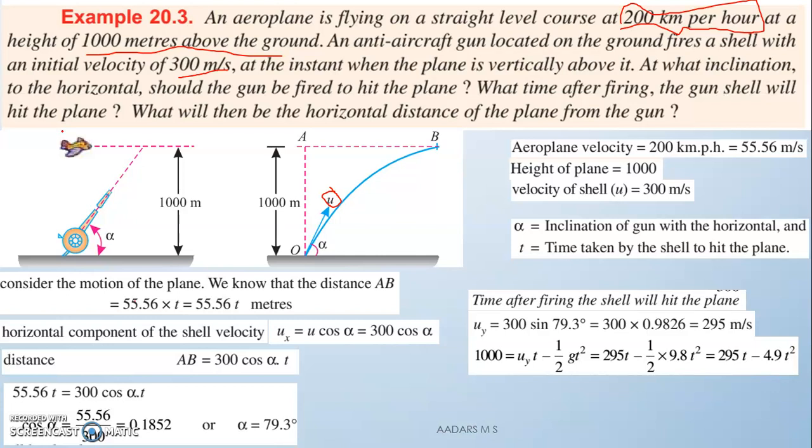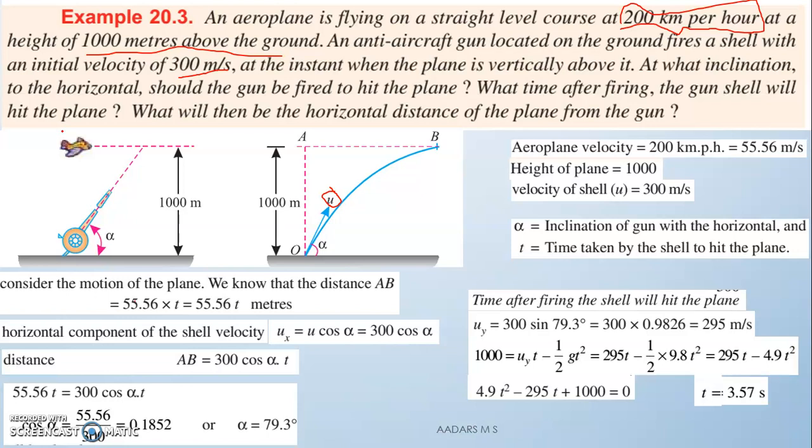We apply the equation S is equal to ut plus half at square. The vertical component is 295 meter per second initially, so ut is 295 into t, minus, because after firing it will be affected by the acceleration due to gravity, so its velocity will decrease. So minus half into 9.81 t square. We get a quadratic equation, and by solving this we get the time as 3.57 seconds.